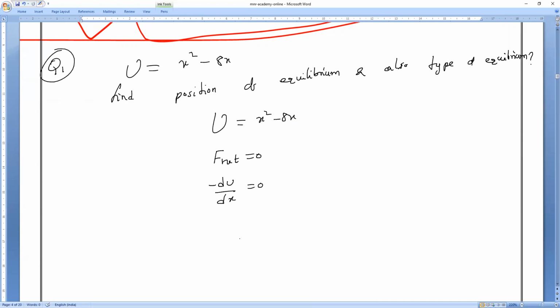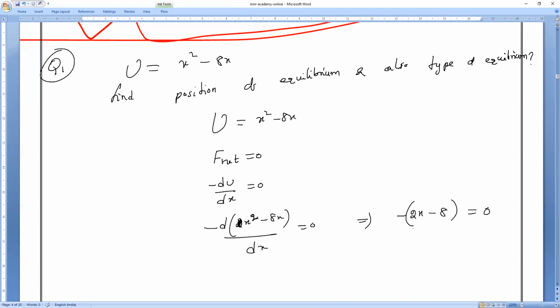Am I right or wrong? Speak loudly. Yes, sir. So the differentiation of dU by dx, can you tell me what will happen? So dU, U means x square minus 8x, divided by dx, which is equal to, answer please. Differentiation of x square is 2x, so it means 2x minus 8. Am I right or wrong? Which is equal to 0.